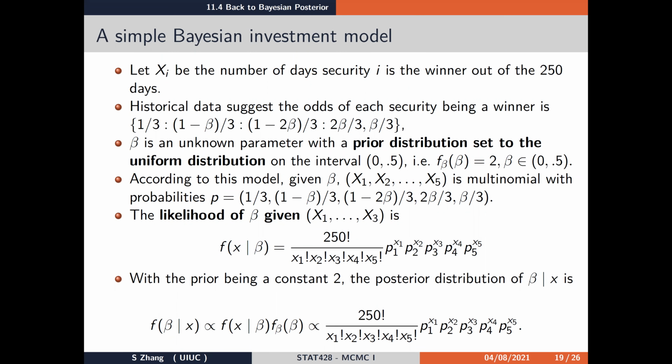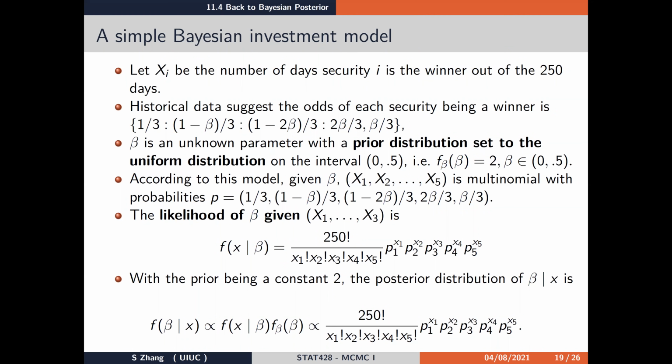Let's propose a simple Bayesian investment model for stocks. Let x_i denote the number of days that security i is the winner out of the 250 days. So we have 5 stocks, and on each day there would be a winning stock. So x_i records the number of days out of 250 that stock i wins.